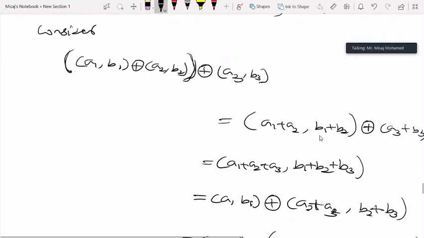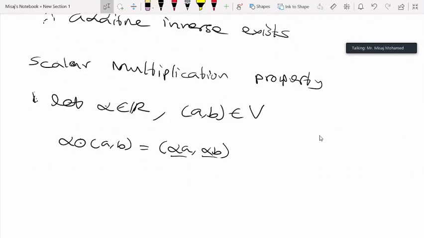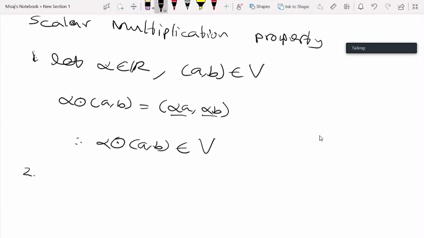You are mathematics students, you should be careful about this. Alpha A and alpha B, because alpha is a real number, right? So therefore closure property holds. So therefore alpha times (A, B) is in V, right? What is the next property?